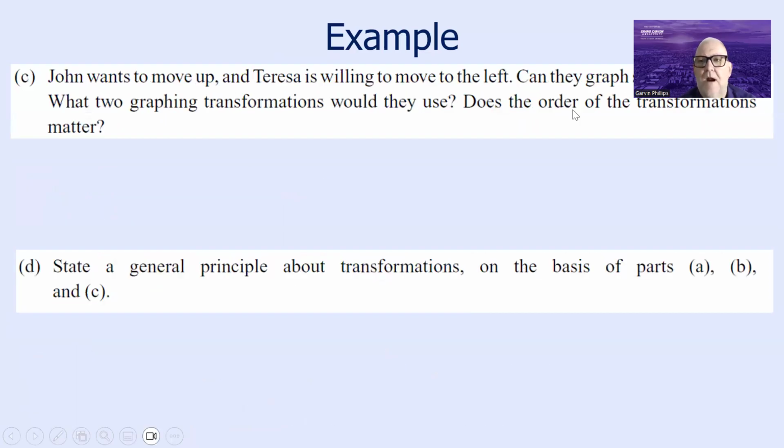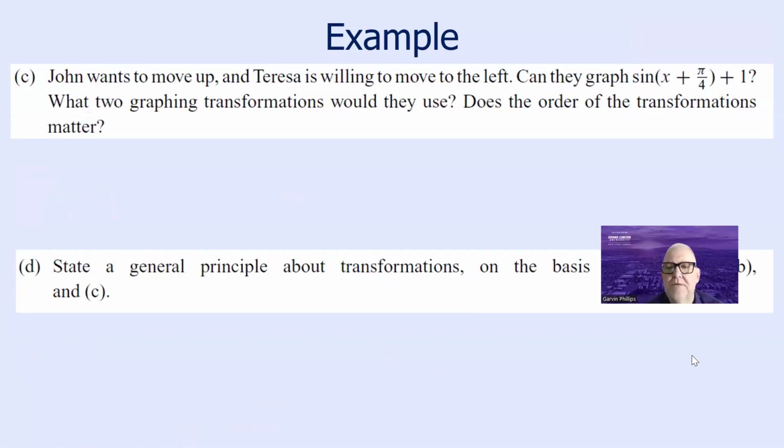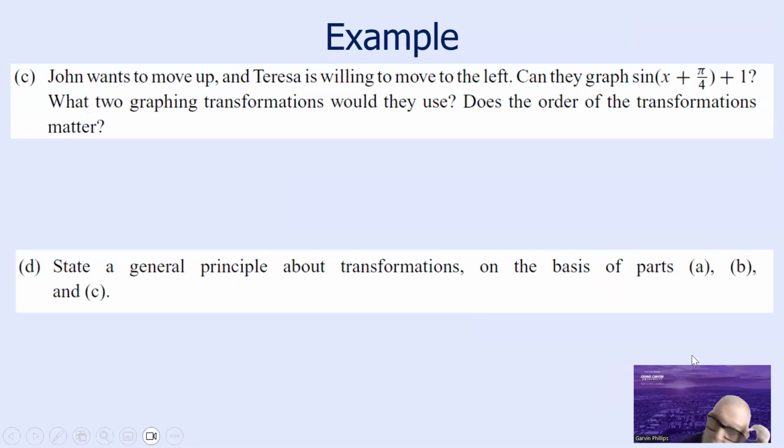There we go. All right, so John is moving. This is part C of the same question, and this is one of the homework questions. John wants to move up, and Teresa is willing to move to the left. Can they graph sine of x plus pi over 4 plus 1? So John's move up is that plus 1. Teresa's movement to the left is the pi fourths. Remember, it should be x minus h. So because it's a plus, that's a negative h, so it moves left.